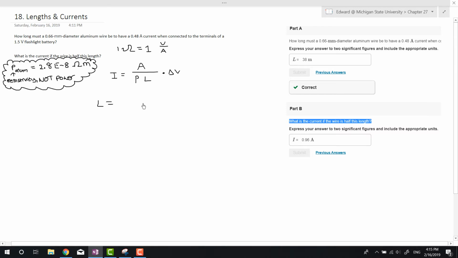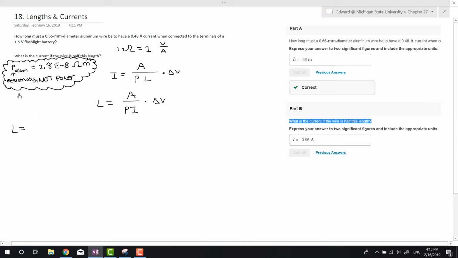So L is going to be a little weird. If I multiply both sides by L, we're going to get L on this side, and we divide both sides by I. So it's just going to be A over rho I times change in V. So let's get cracking with this problem.